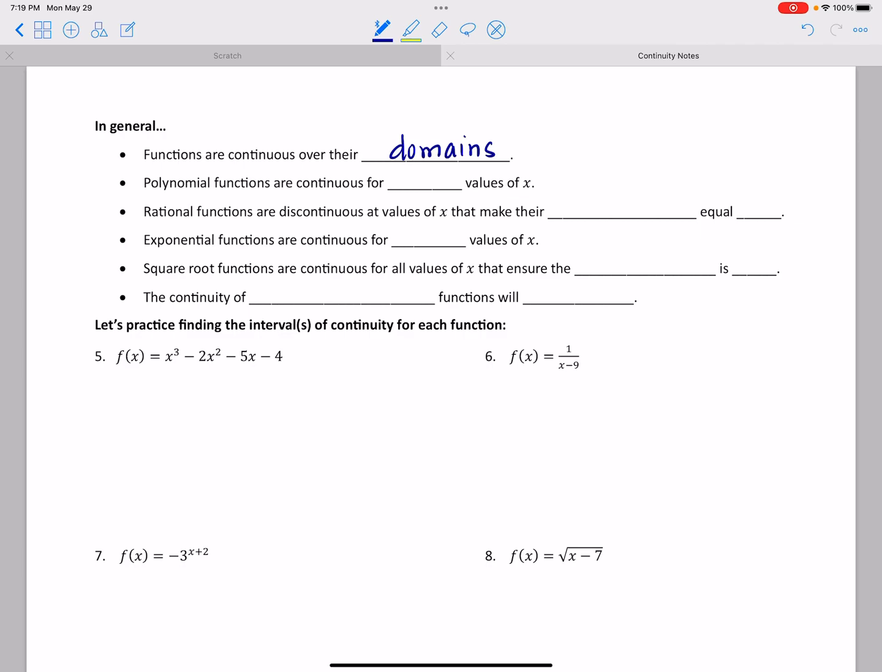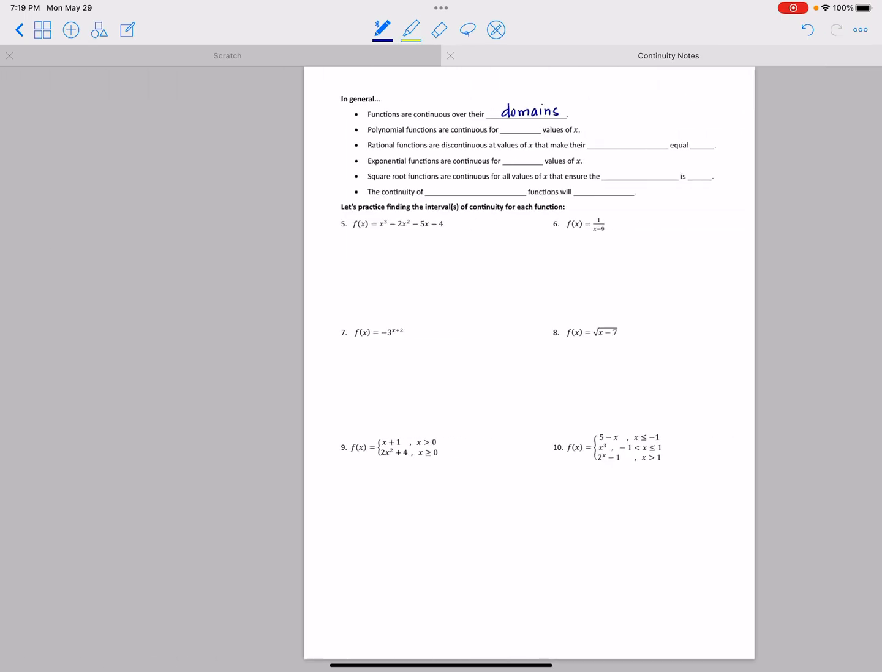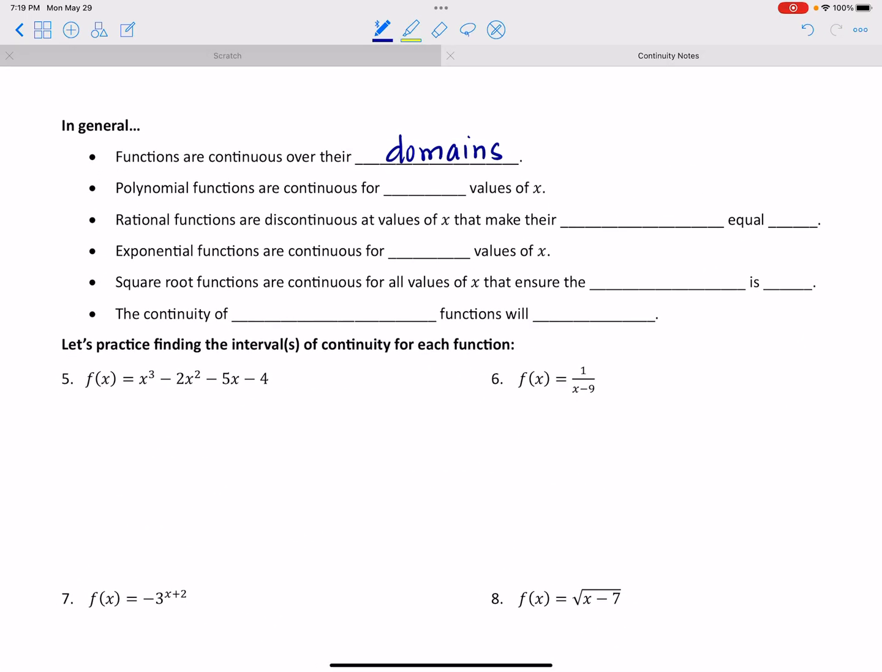So they're going to be continuous for the x values for which they're defined, most of the time. Okay, so polynomial functions, that's exactly what we see in this first example. This is a polynomial. Hopefully you're recognizing that word in that picture. Polynomial functions are going to be continuous for all values of x.